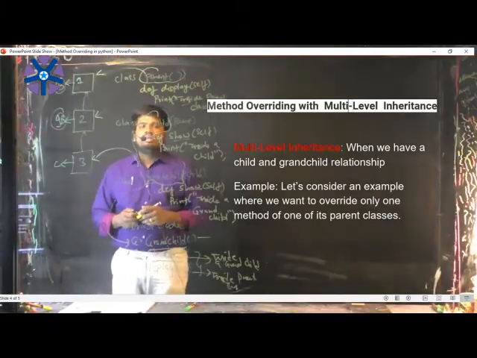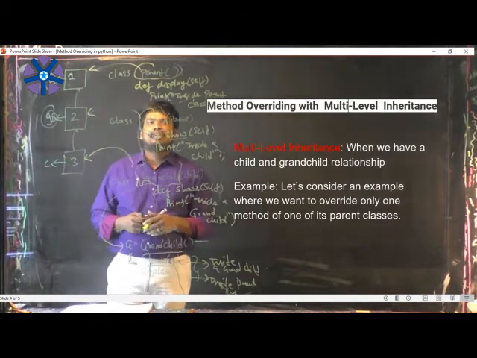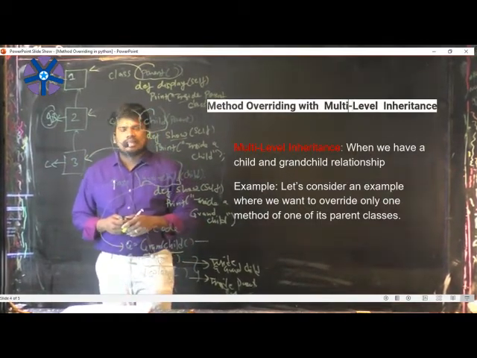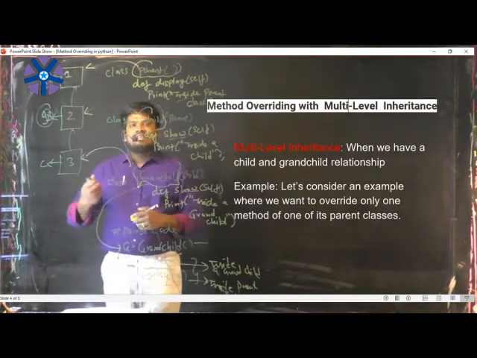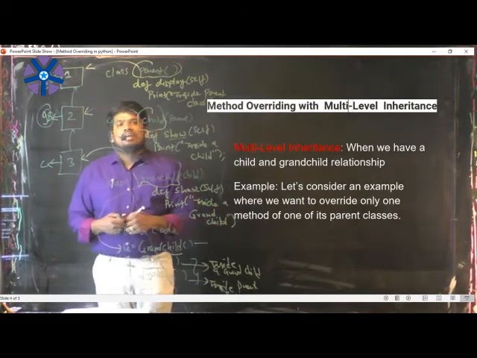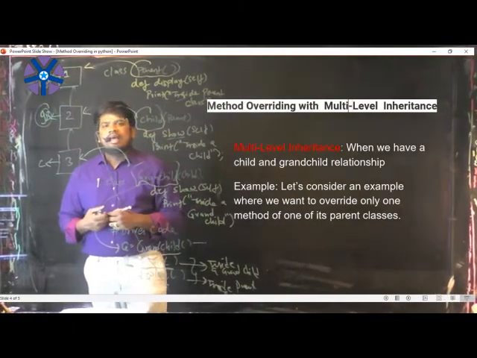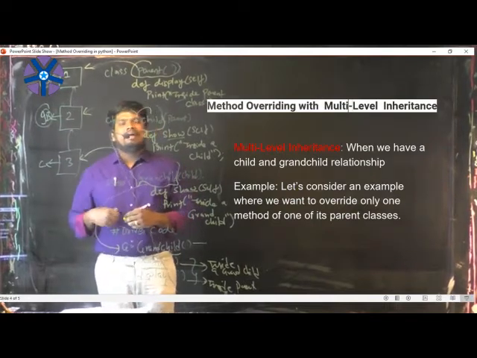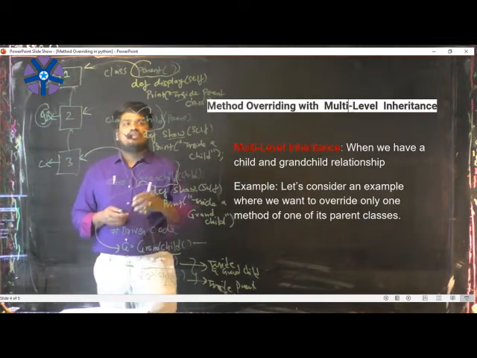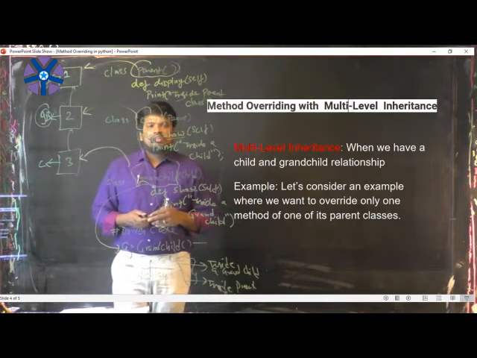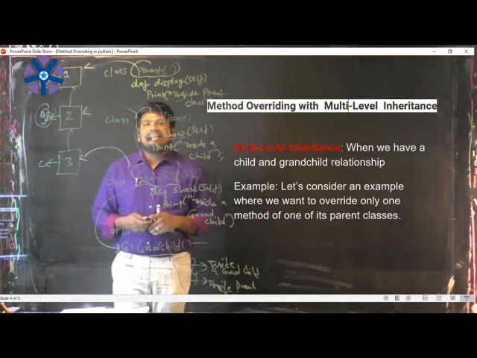So observe carefully. In the starting of my class, I explained what method overriding is and how method overriding will work in Python, and I showed you with a simple example. Next we discussed multiple inheritance in Python, along with how method overriding works there. And next I discussed multi-level inheritance, and how method overriding works. So that's all for today. In the next class, I'll discuss how data hiding is achieved in Python.